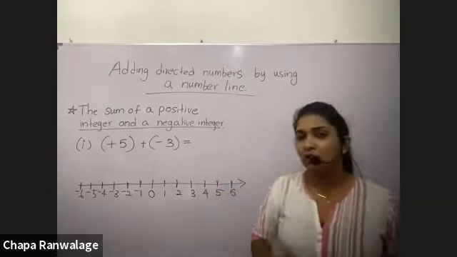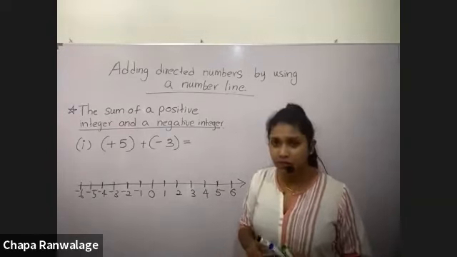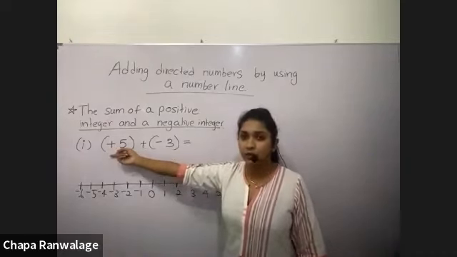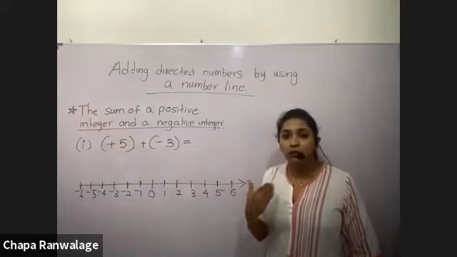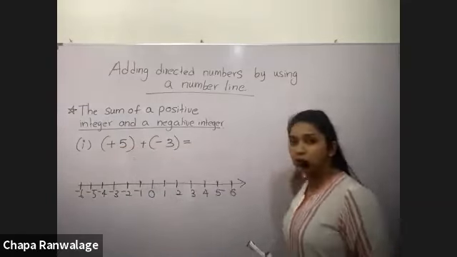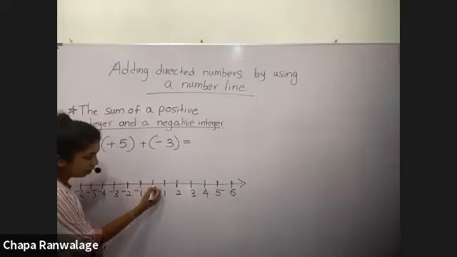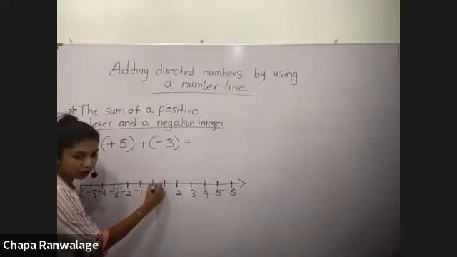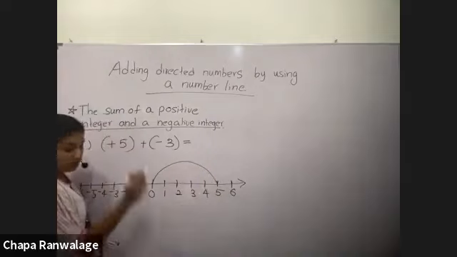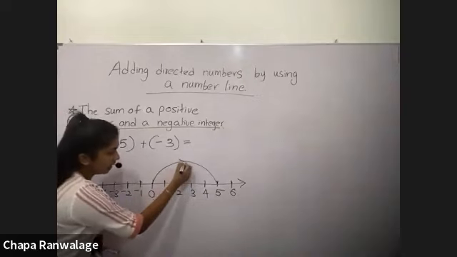Now, from where should I start? Zero. We have to start from 0. First, I'll mark +5. To which direction should I move? Right. This is +5, so you have to move to the right side. Now I am starting from this point and going. Look at the board. 5. Mark the direction that I have to move. Right side.